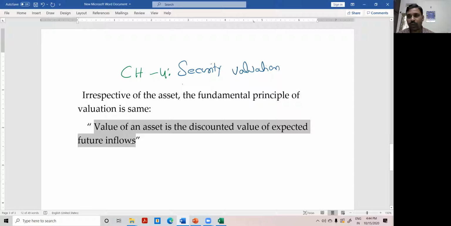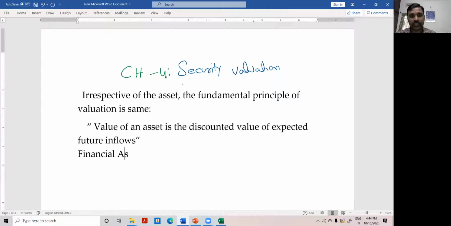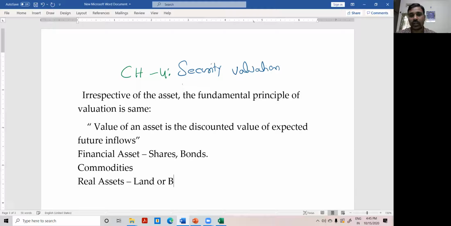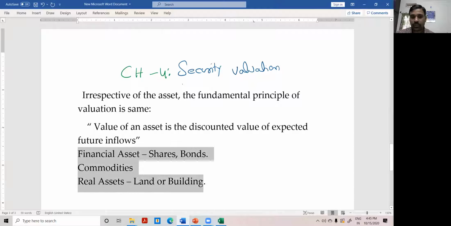This fundamental principle applies to any asset, whether it is a financial asset like shares or bonds, or a real asset like land or building, or a physical asset, or commodities. Any asset we are valuing, the fundamental principle will not change.